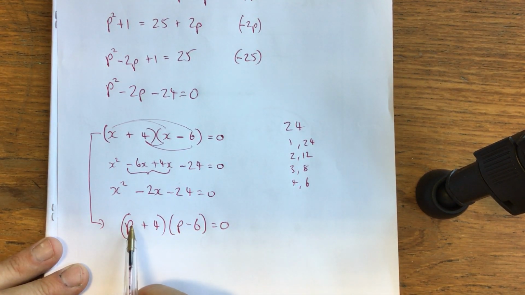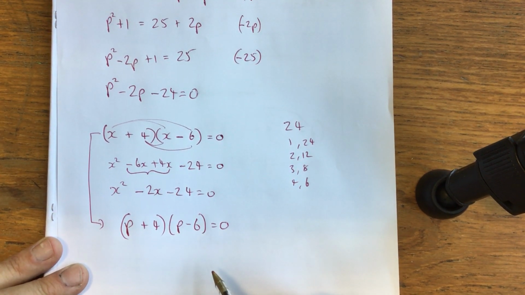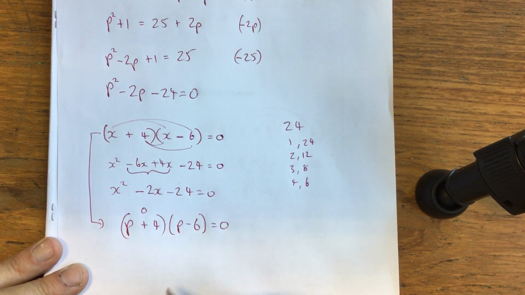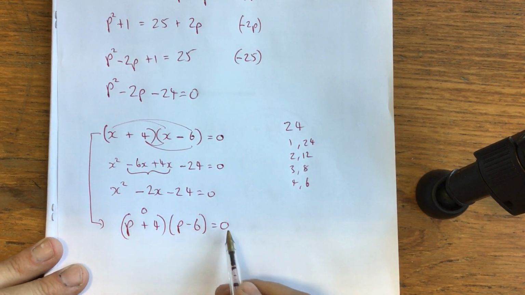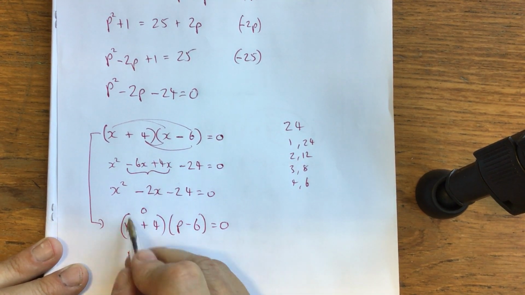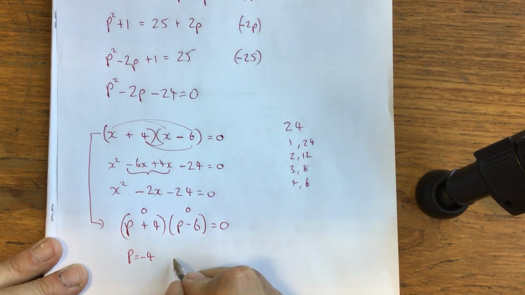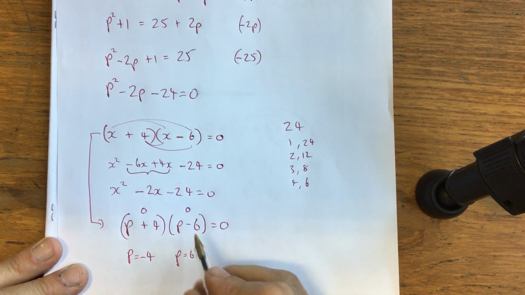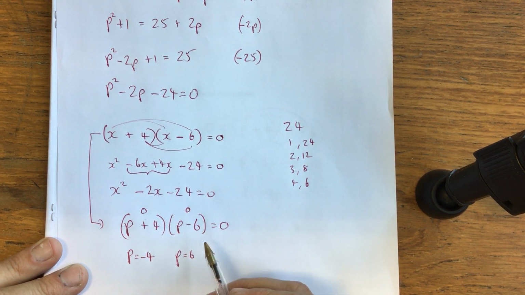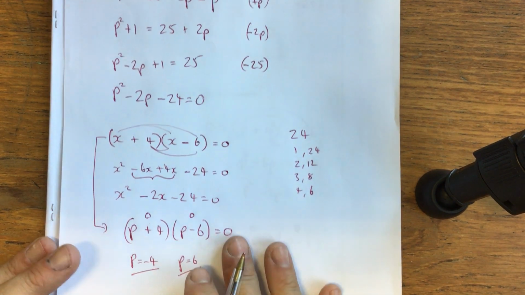Now if I can find the values of p that make this expression 0, I would have solved the quadratic equation. So if I make this bracket equal to 0, I'd have 0 times something, which would be 0. So if p equals minus 4, this bracket would be 0 and the whole thing would be 0. If I want to make this bracket 0, I'd set p equal to 6. And if p was 6, I'd have 6 minus 6 is 0. 0 times anything is 0. So the two solutions are minus 4 and 6.